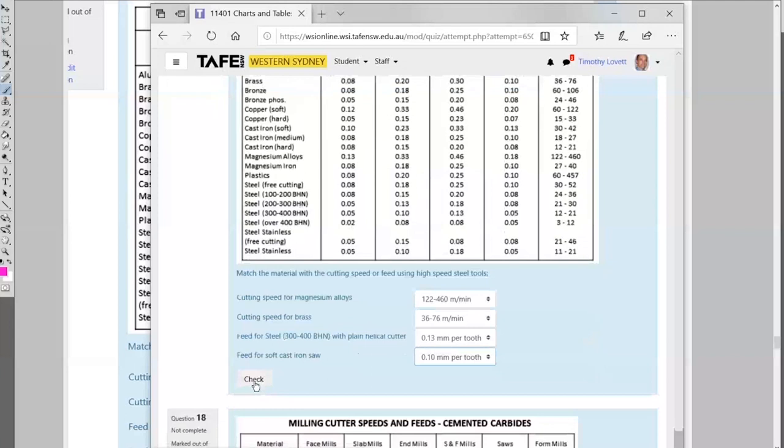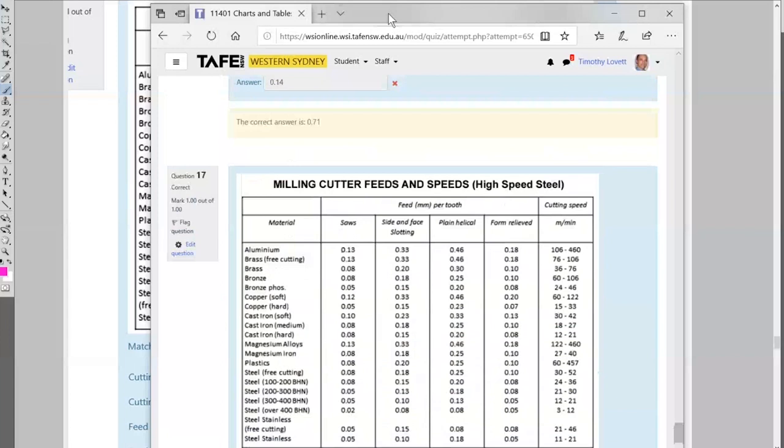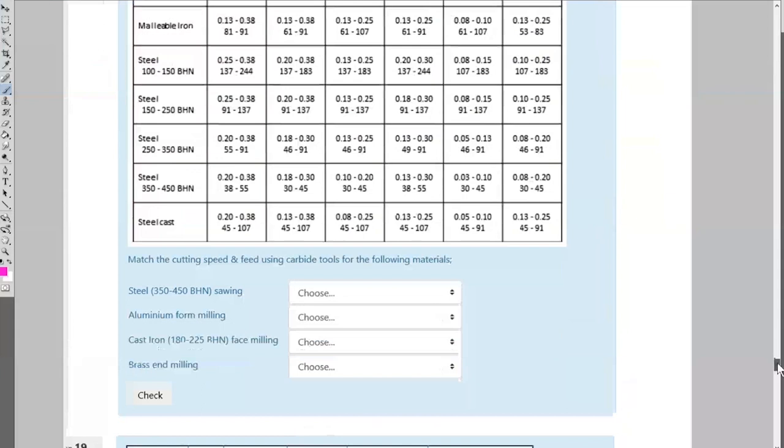So check button then. Good. Couldn't really do that one then. And a similar question once again, looking at a table, so we'll do that in the quiz as well.